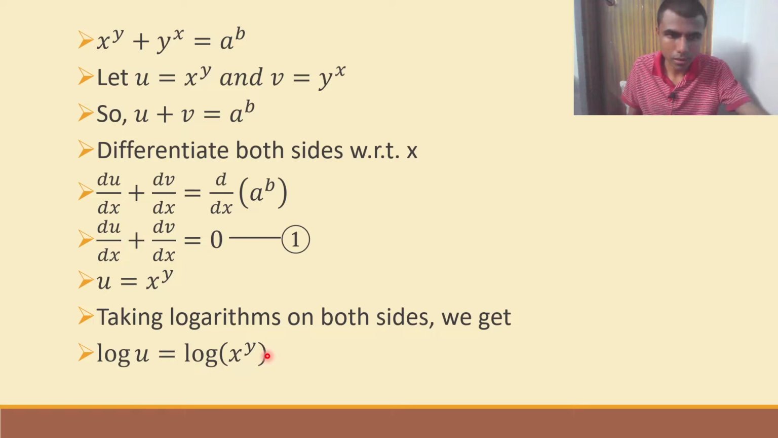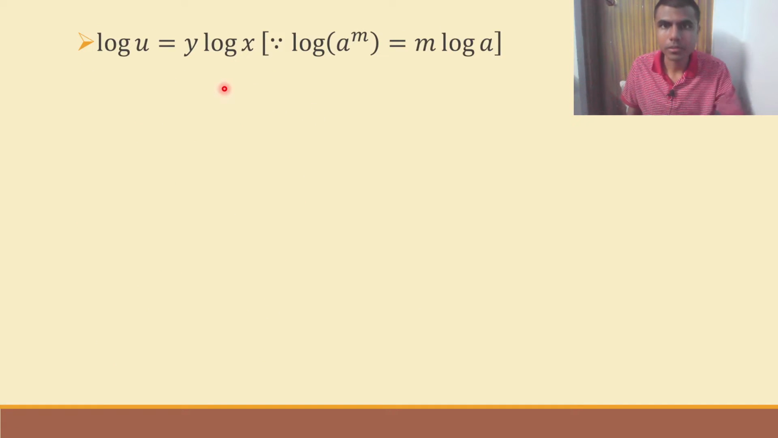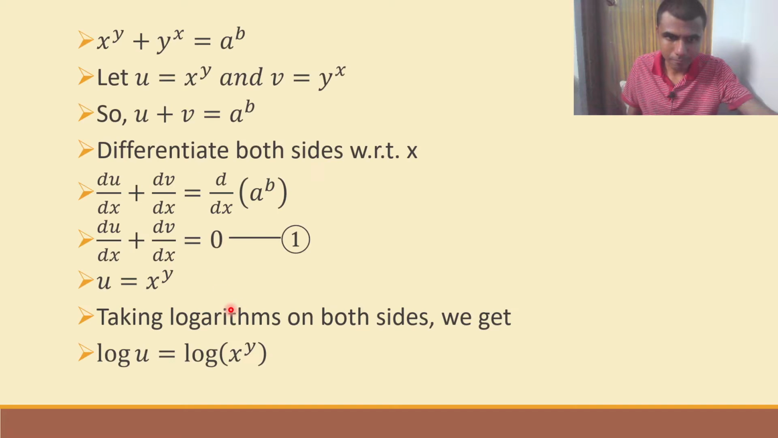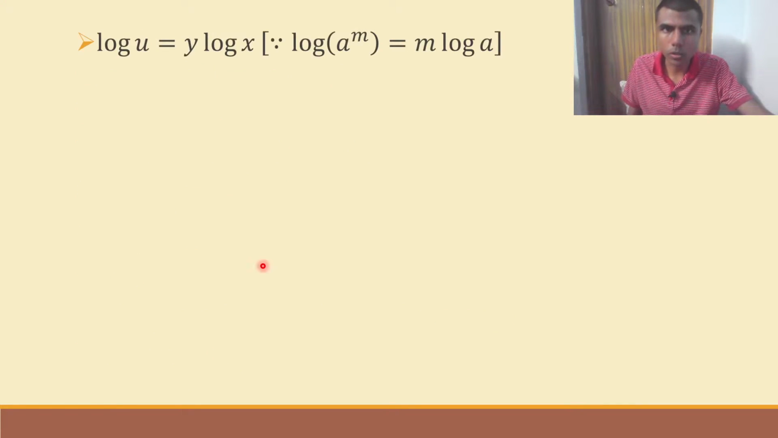Now in logarithms there is a property which states that log a power m is nothing but m log a. So here there is log of x power y, so this power would come to the front. So this would be nothing but log u is equal to y log x. Makes sense using this property.